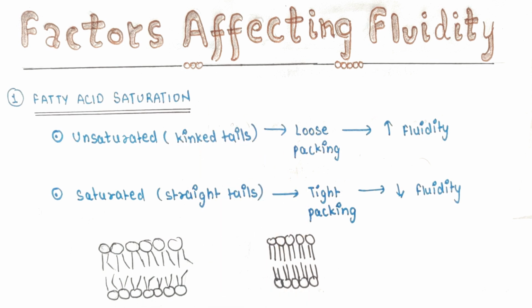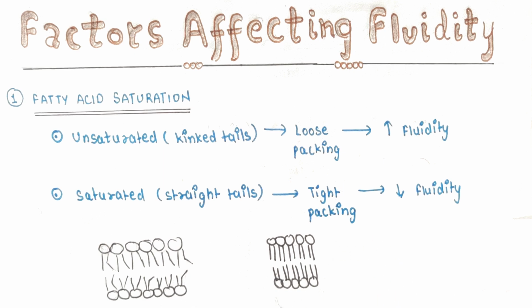Okay, so the first factor is fatty acid saturation. So, if a lipid molecule contains unsaturated fatty acid, then in that case, due to the presence of cis double bond, there is a kink present in one of the fatty acid tails, and this kink prevents the tight packing of the lipid molecules and thereby increases the fluidity of the membrane.